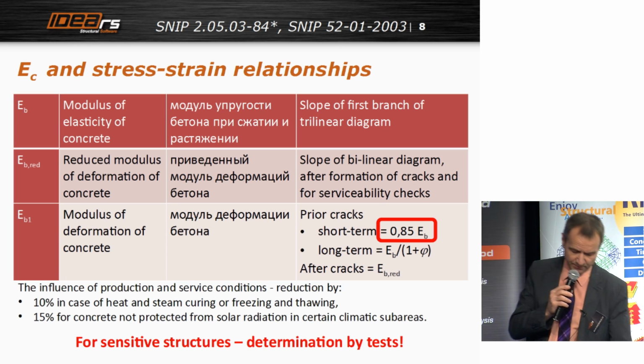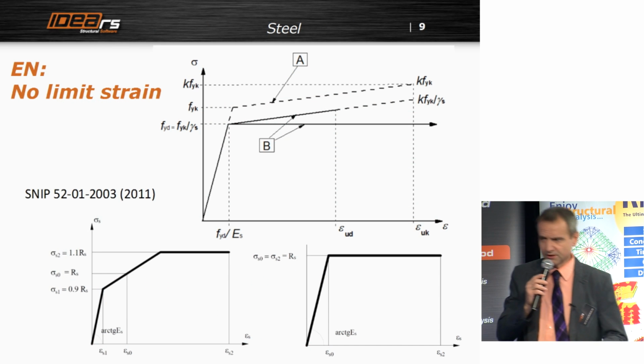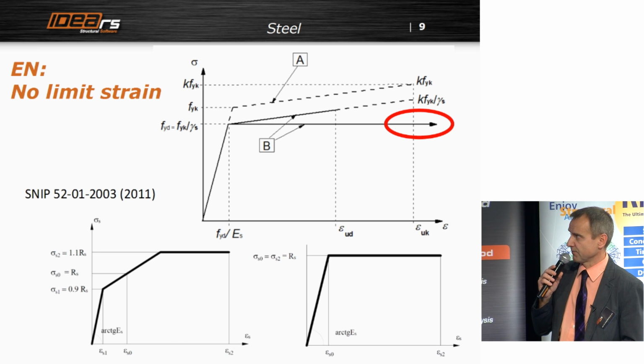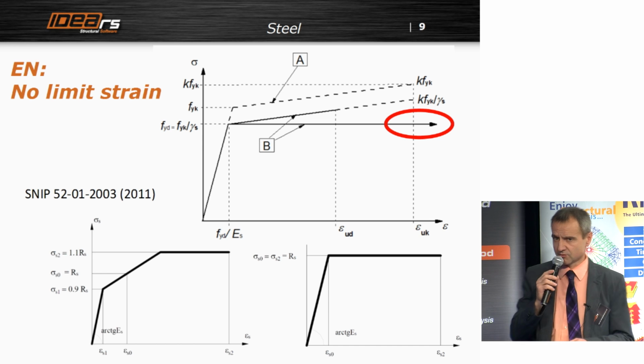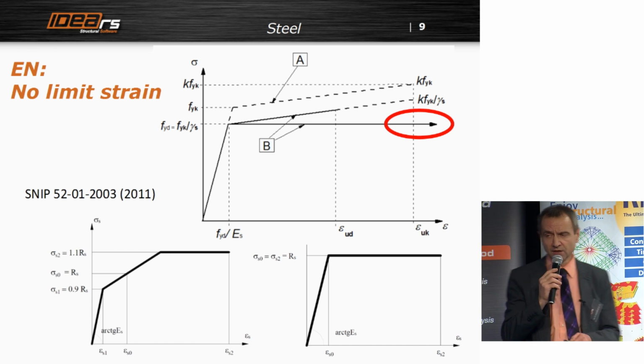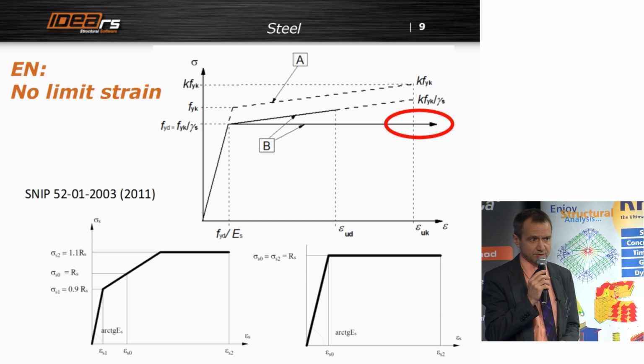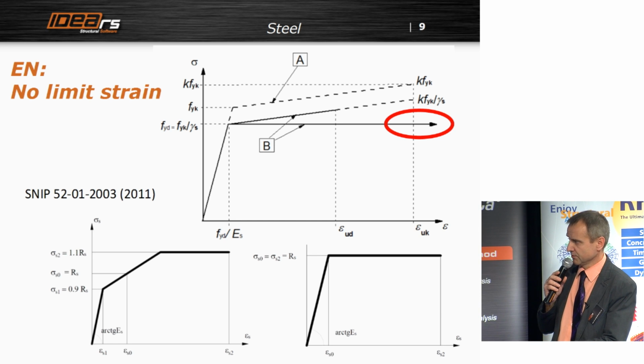So this is one property which I wanted to mention. The other one is that there is no limit strain in a steel stress-strain relationship in case that you have a constant plastic branch of stress-strain relationship. You see, this is SNP. We have limit values, but here we do not have.